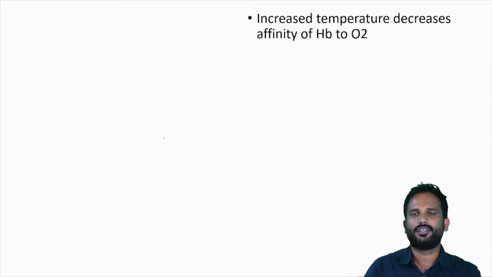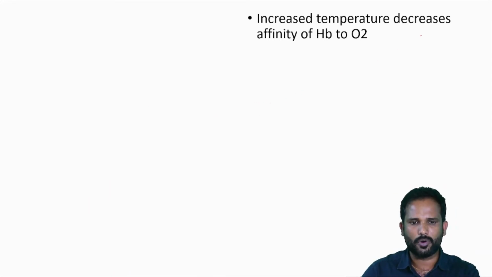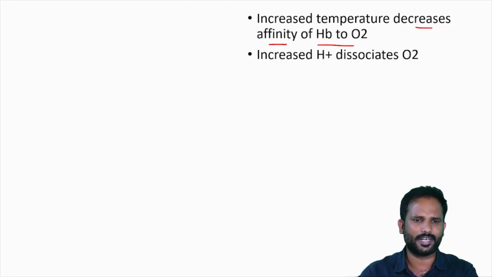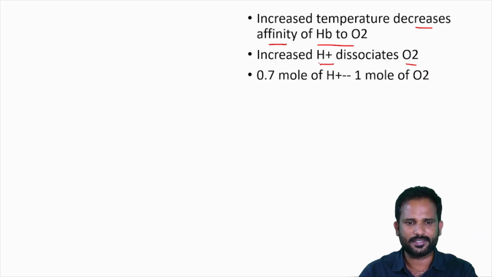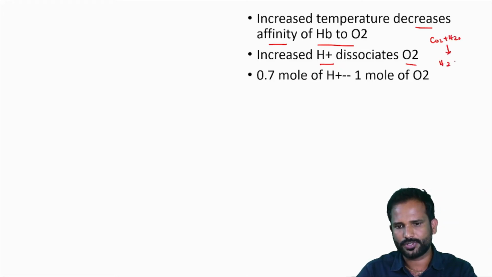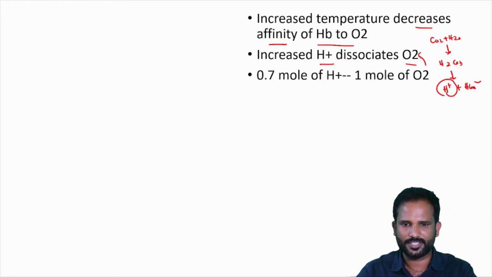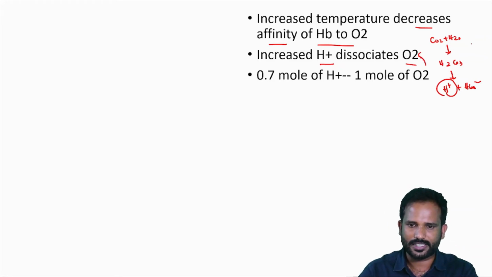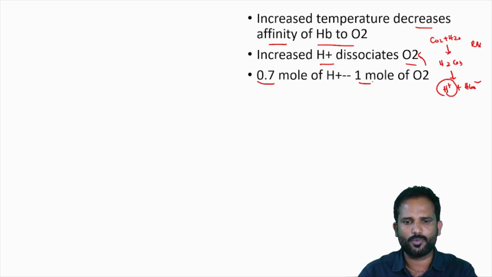Now we'll talk about temperature. If the temperature is more, that decreases the affinity of hemoglobin to oxygen. So simply shift to the right. And increased H+ dissociates oxygen. Usually this increased H+ occurs when CO2 binds with H2O to form H2CO3, which will dissociate into H+ and HCO3-. This H+ will cause dissociation of oxygen. So this occurs in the RBC. So 0.7 mole of H+ can dissociate 1 mole of oxygen.